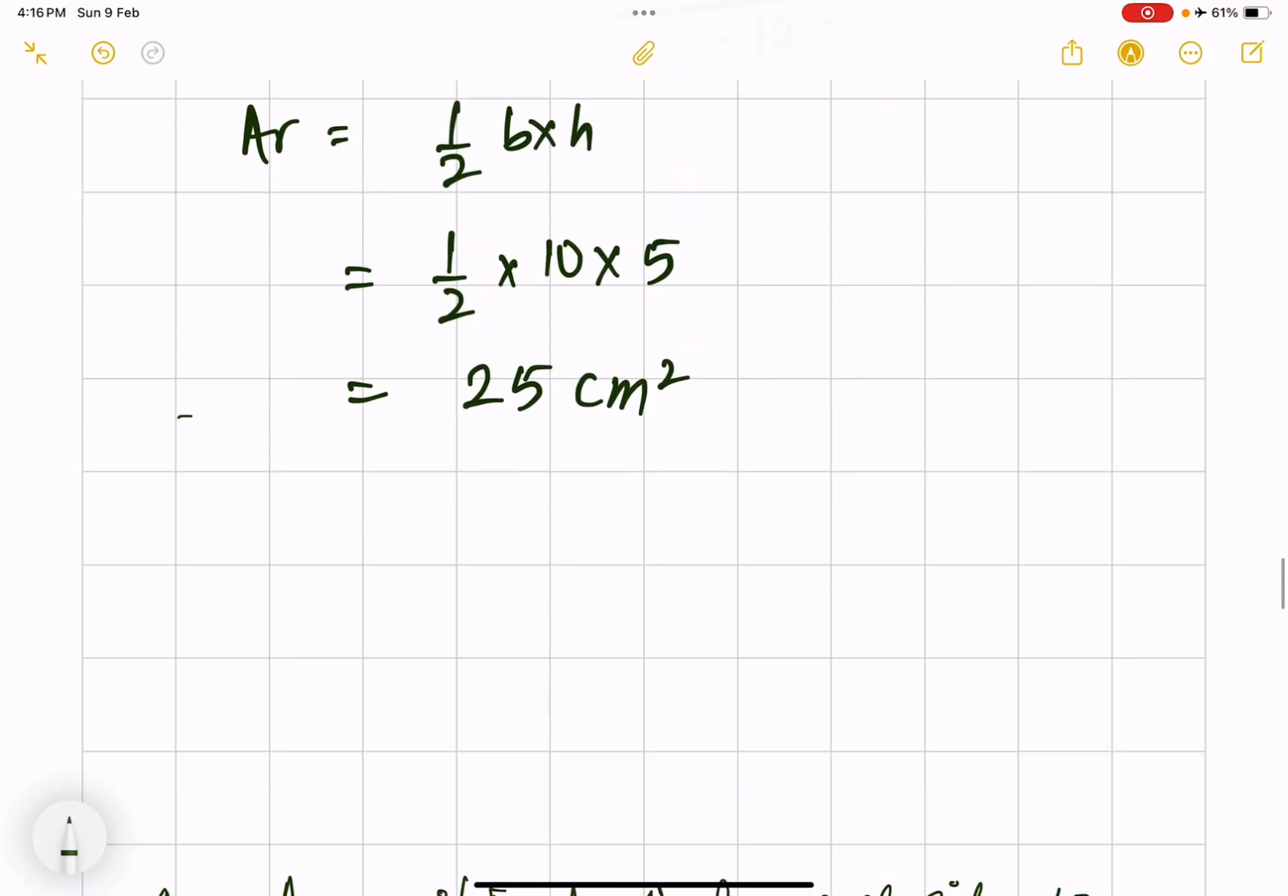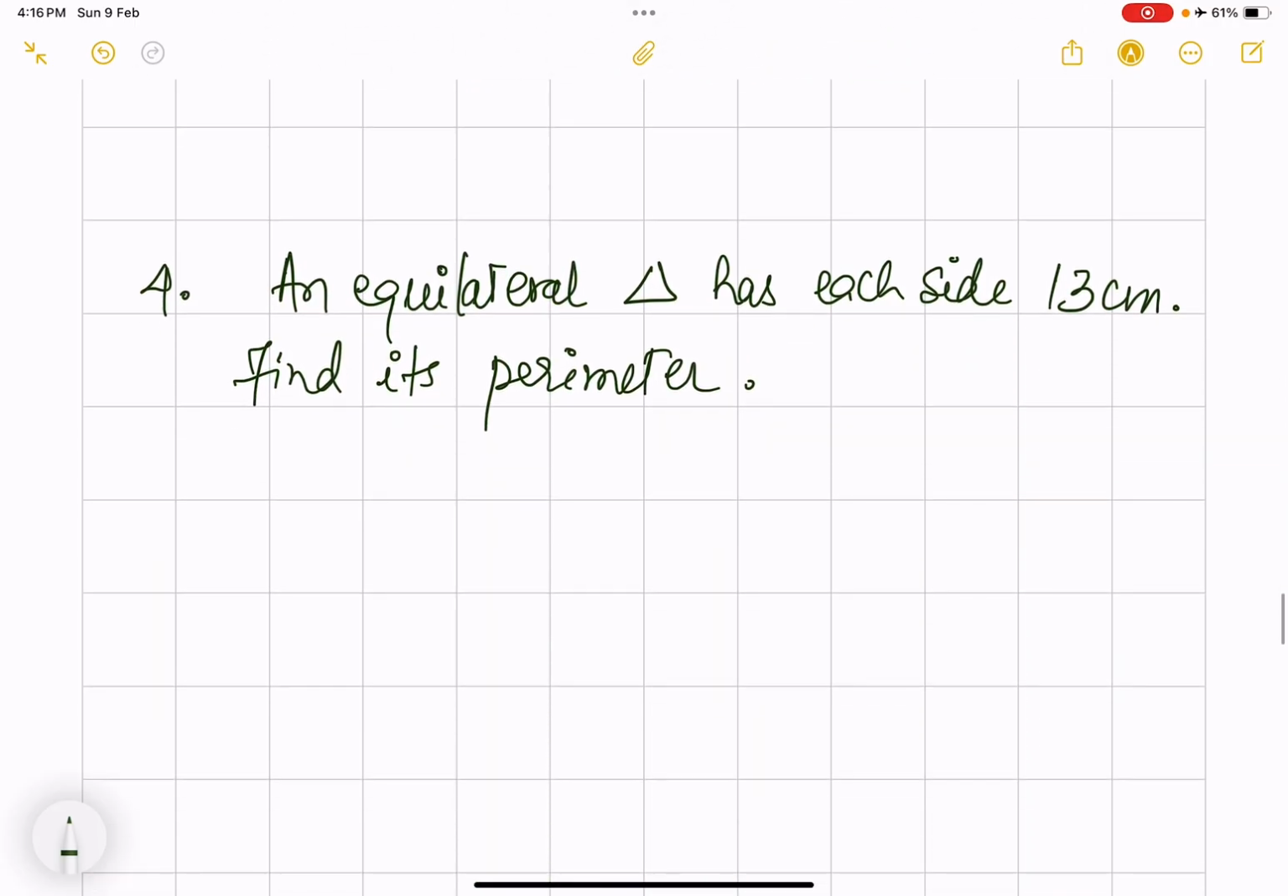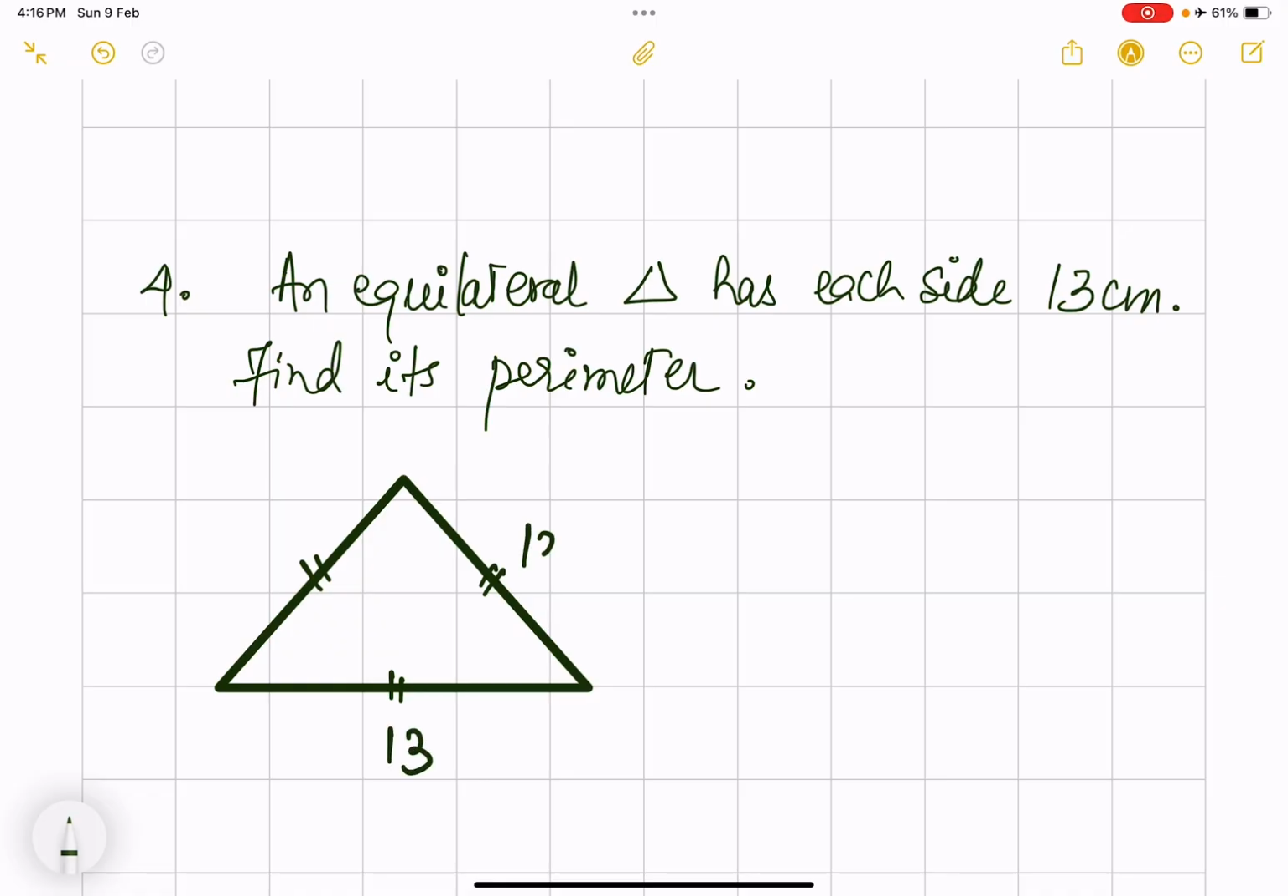That's the area. Next question. An equilateral triangle has each side 30 centimeters. So what is an equilateral triangle? It is a triangle in which all sides are equal to each other. This is equal to this and equal to this. So each side is 13 centimeter. 13, 13, 13. What will be perimeter? Simply add up the 13s. The perimeter will be 13 multiplied by 3, and that is 39 centimeter.